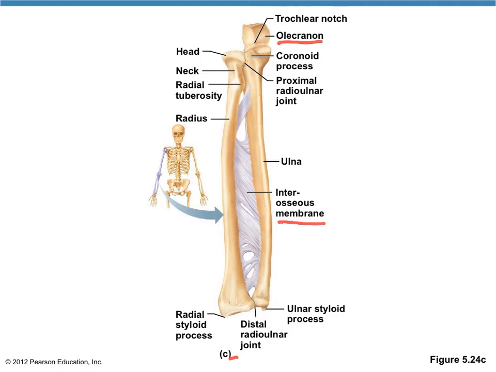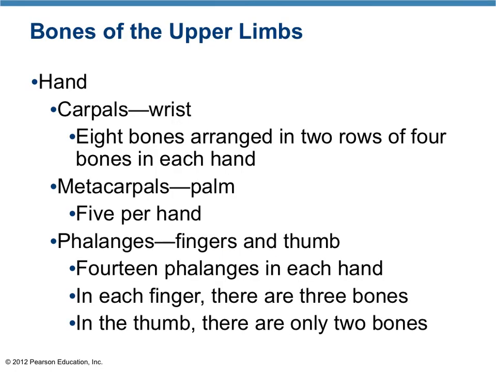You'll notice that the radius at the top is kind of round, and that's because that bone is able to pivot. And at the distal end, these two bones articulate with the bones of the wrist. So the hand is actually made up of the carpals, which are the bones in your wrist. There's 8 of them. They're arranged in 2 rows of 4 bones each. Then you have long bones in your hand that are called the metacarpals. Those form your palm. You've got 5 metacarpals.